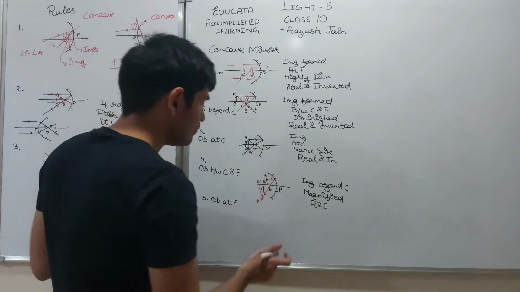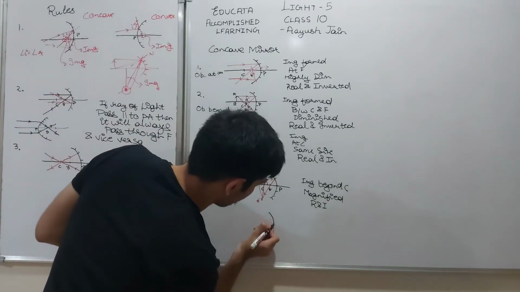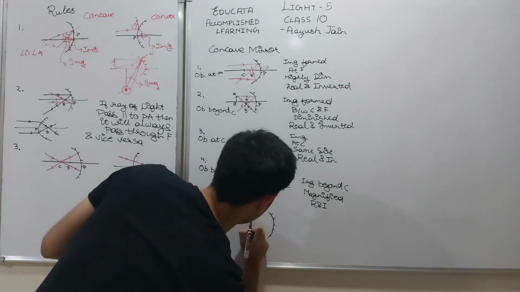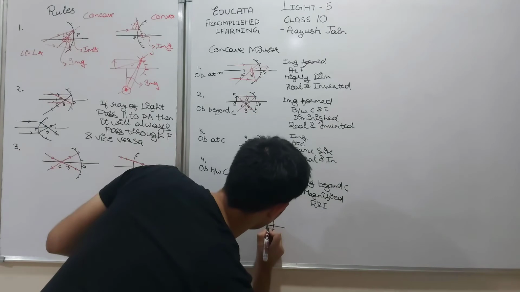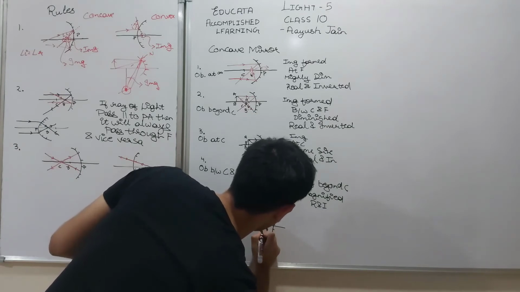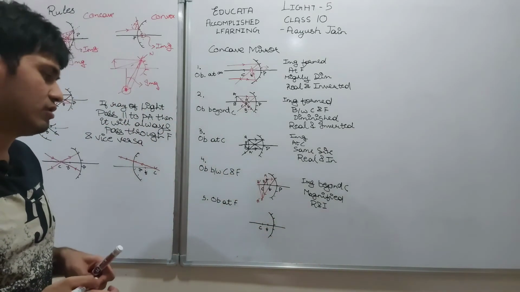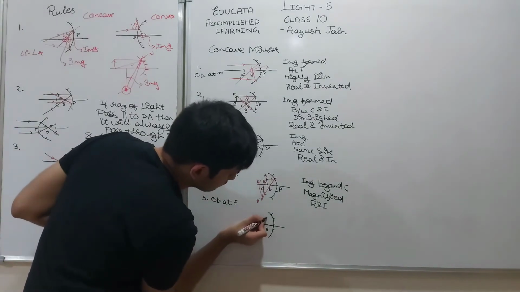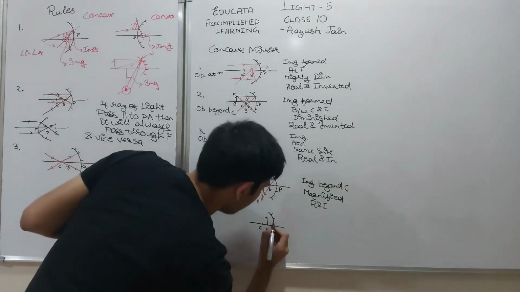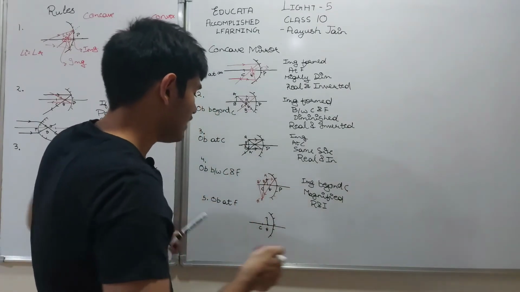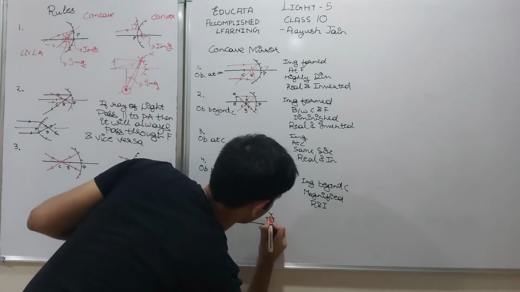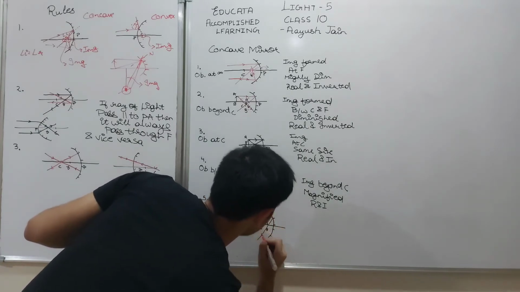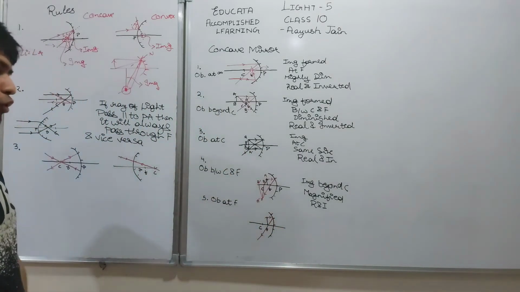In this case, what you have to do? Again, just draw this similar mirror, which is the concave mirror. This is the principal axis. Suppose this is the focus, suppose this is the center of curvature. Now in this case, what will happen? This is your object, and the ray of light will pass parallel to the principal axis. After touching the mirror, it will turn out something like this, and it will always pass through the focus.